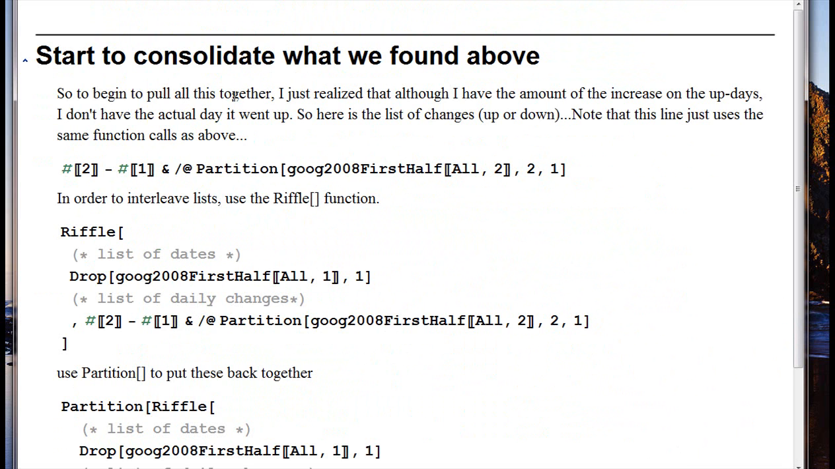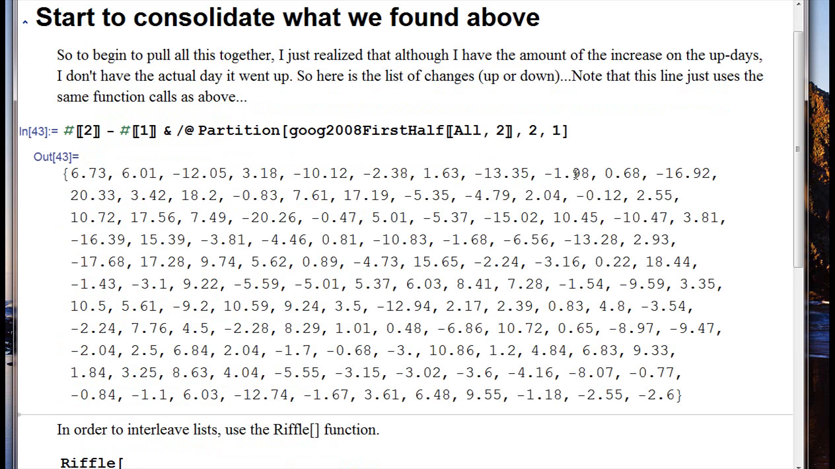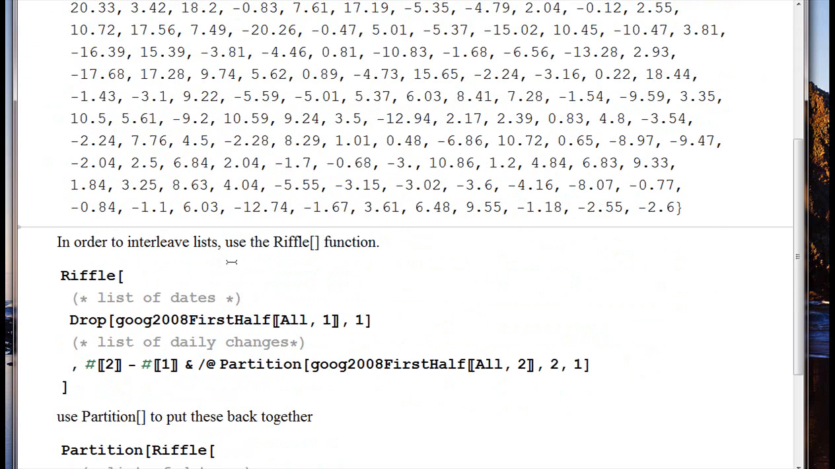So we begin to pull this together. I just realized that although I have the amount of increase on the updates, I don't have the actual day it went up. So here's a list of changes up or down, and this line uses exact same functions as above. So there they are. And I want to interleave this with all the days, so there's a function called riffle that does that.